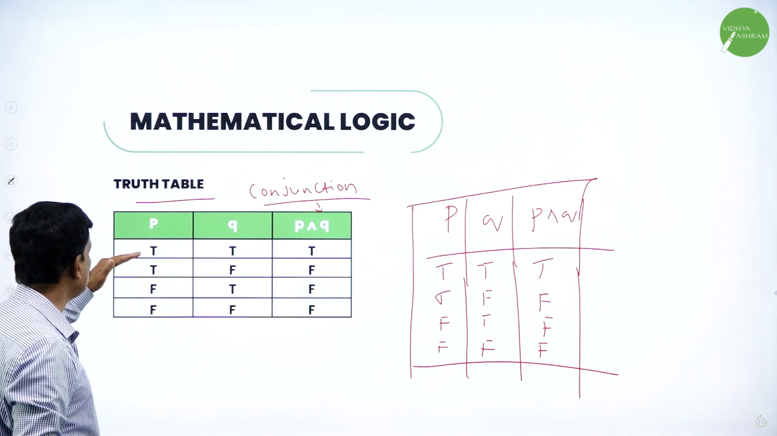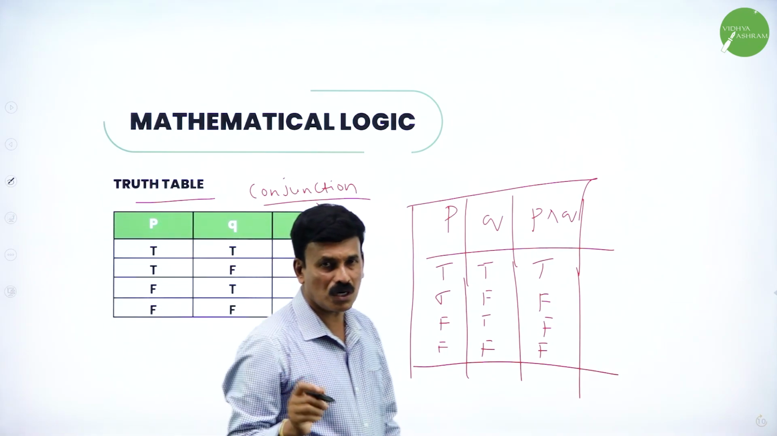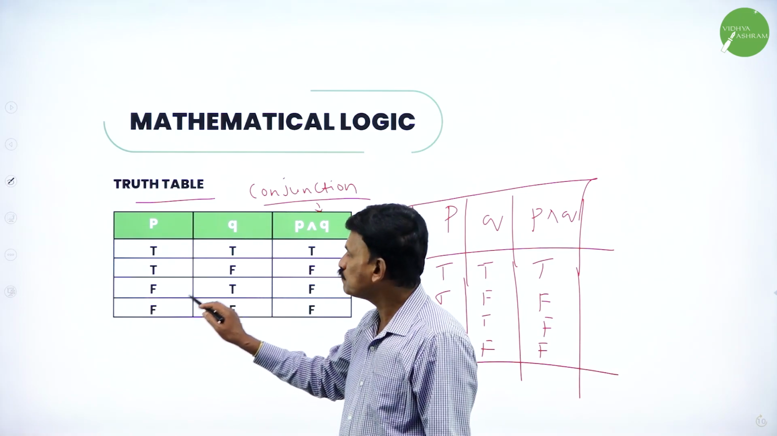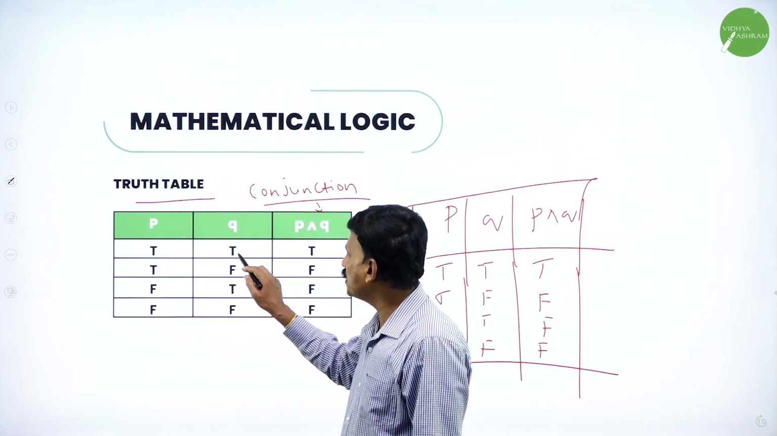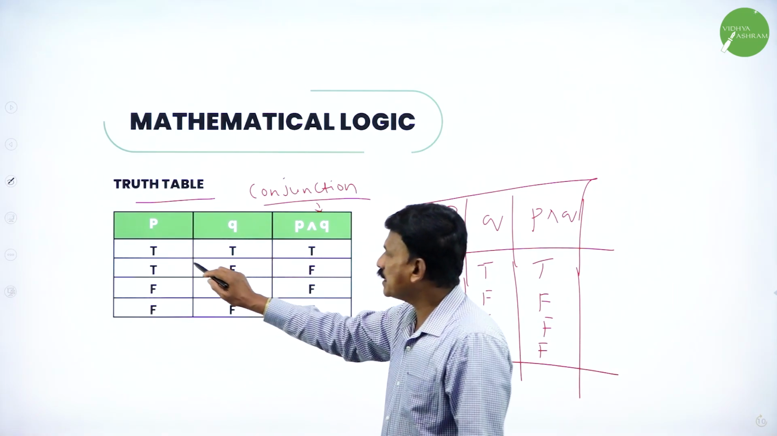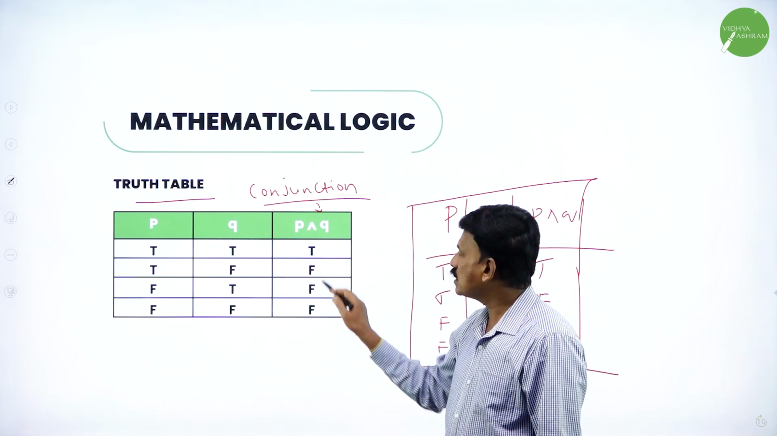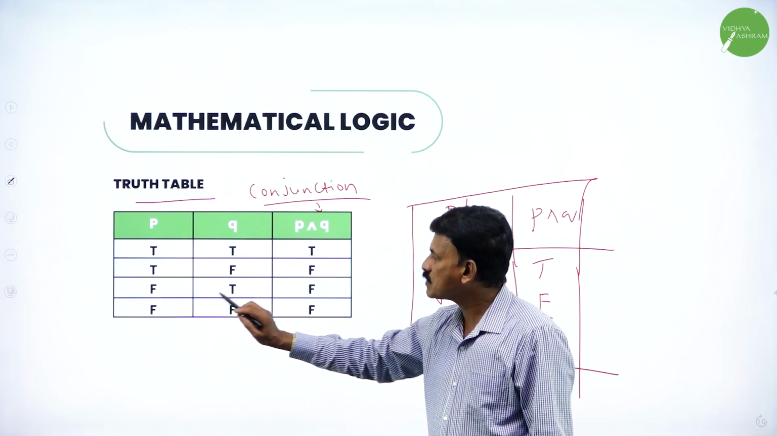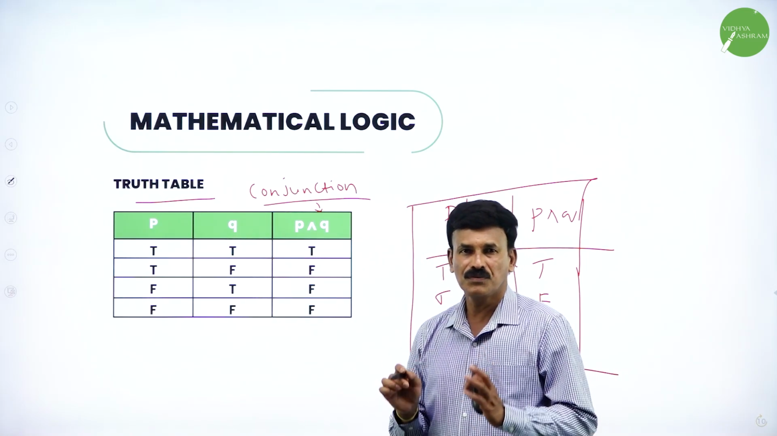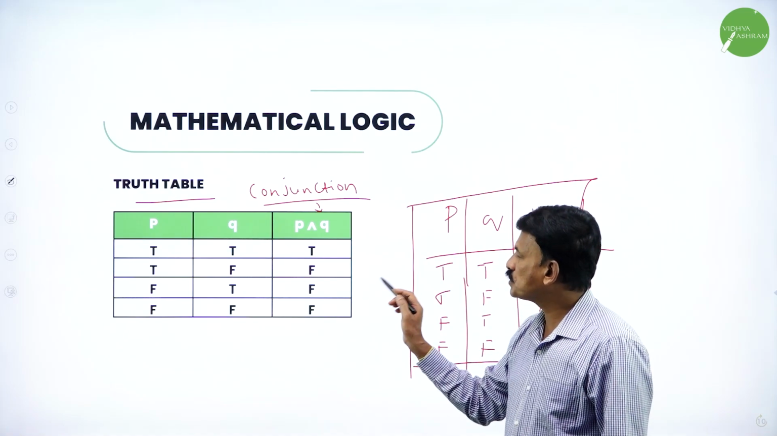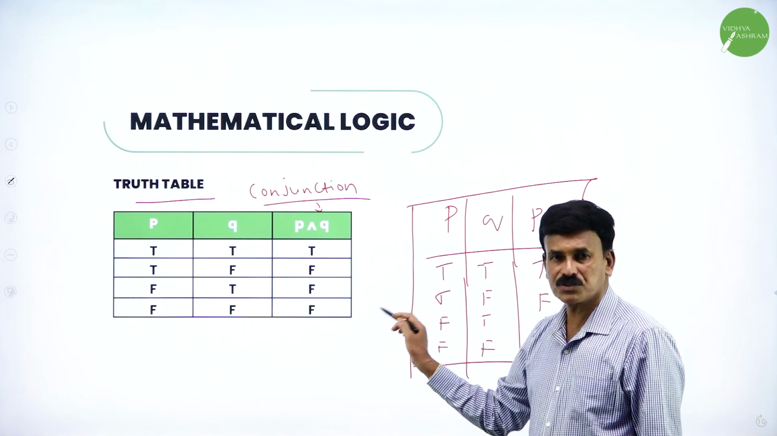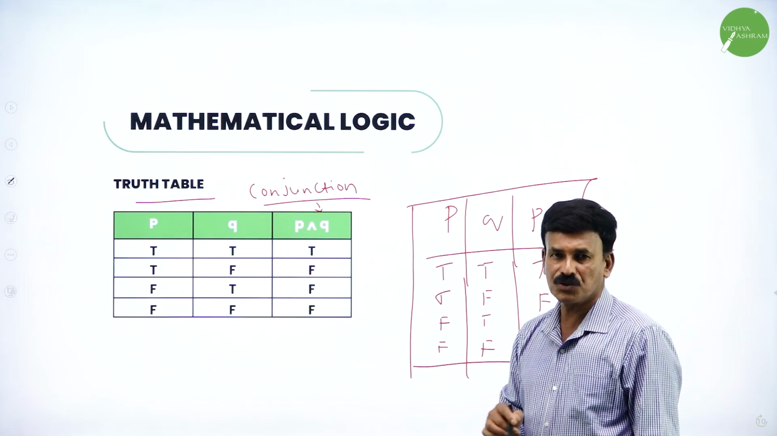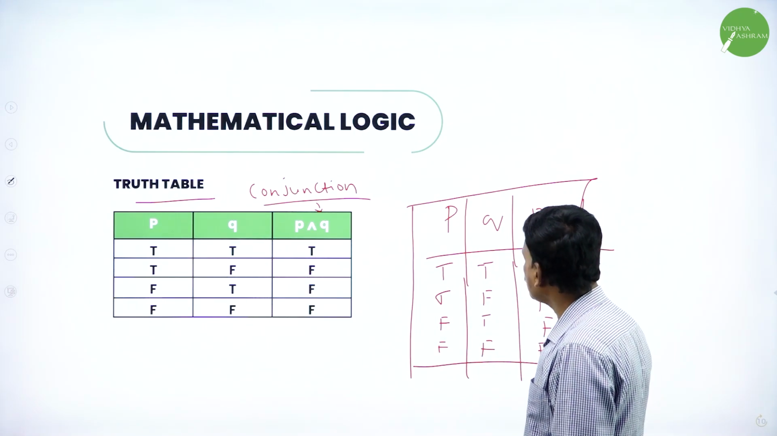For P, the first two are true, true, next false, false. For Q, alternately true, false, true, false. For conjunction, true and true is true. In other cases, it is false. True and false is false. False and true is also false. False and false is also false. This is how we are going to write the truth table for conjunction.